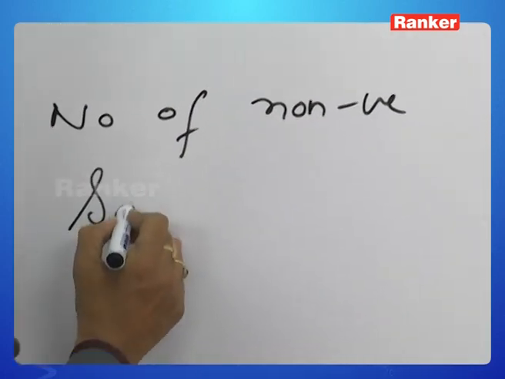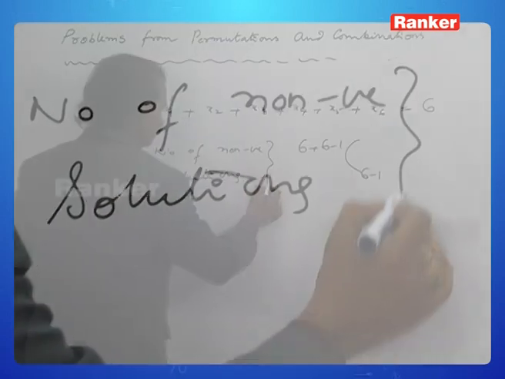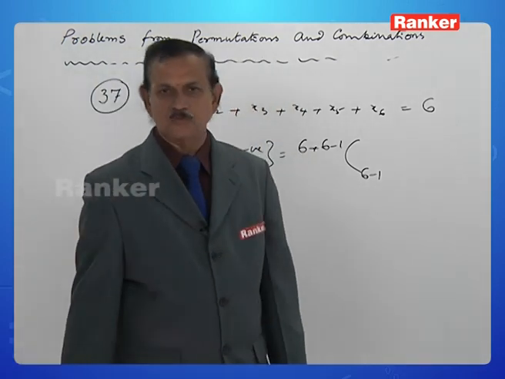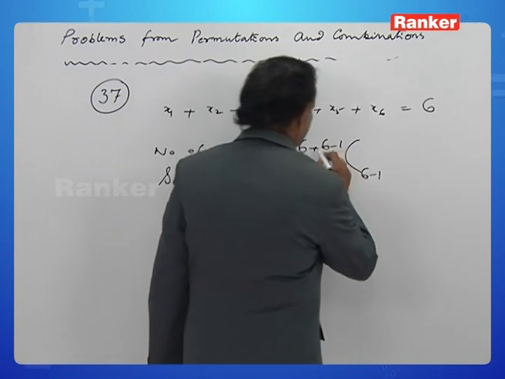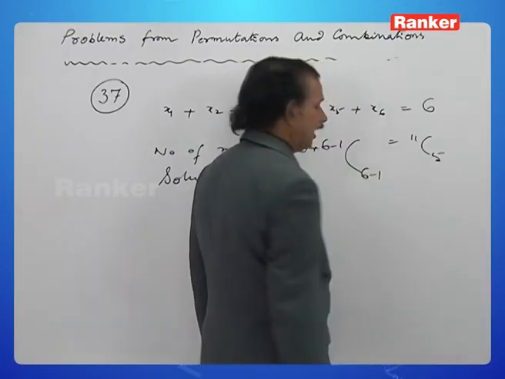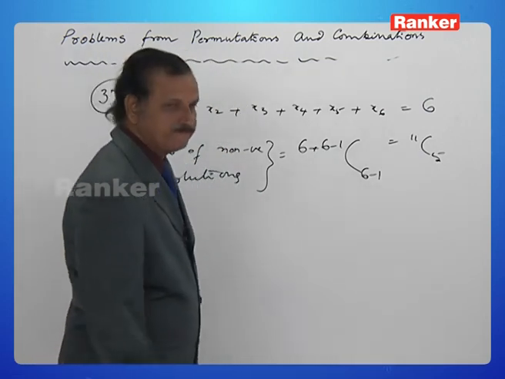Therefore, this is nothing but the number of non-negative solutions, which is equal to 6 plus 6 minus 1 c 6 minus 1. What is 6 plus 6? 12. 12 minus 1 is 11. 11 c 5. Let us now calculate what 11C5 is.